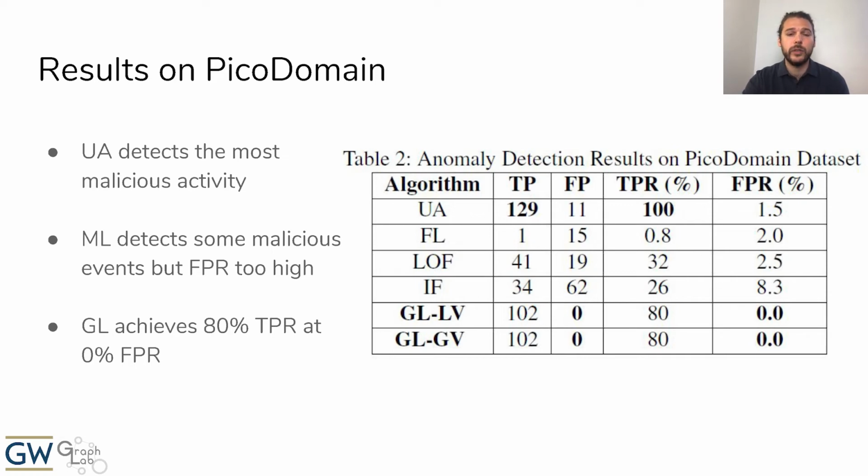We can see that the traditional machine learning techniques were able to detect some of the activity, but generated a significant amount of false positives. Finally, we can see that the graph learning approaches were able to provide an 80% true positive rate while generating no false positives. Note that the local view and global view had no change in performance. This again is likely due to the fact that the graph structure was so small in this experiment that both the local view and global view had a large enough context window to consider all nodes in the graph during the embedding process.